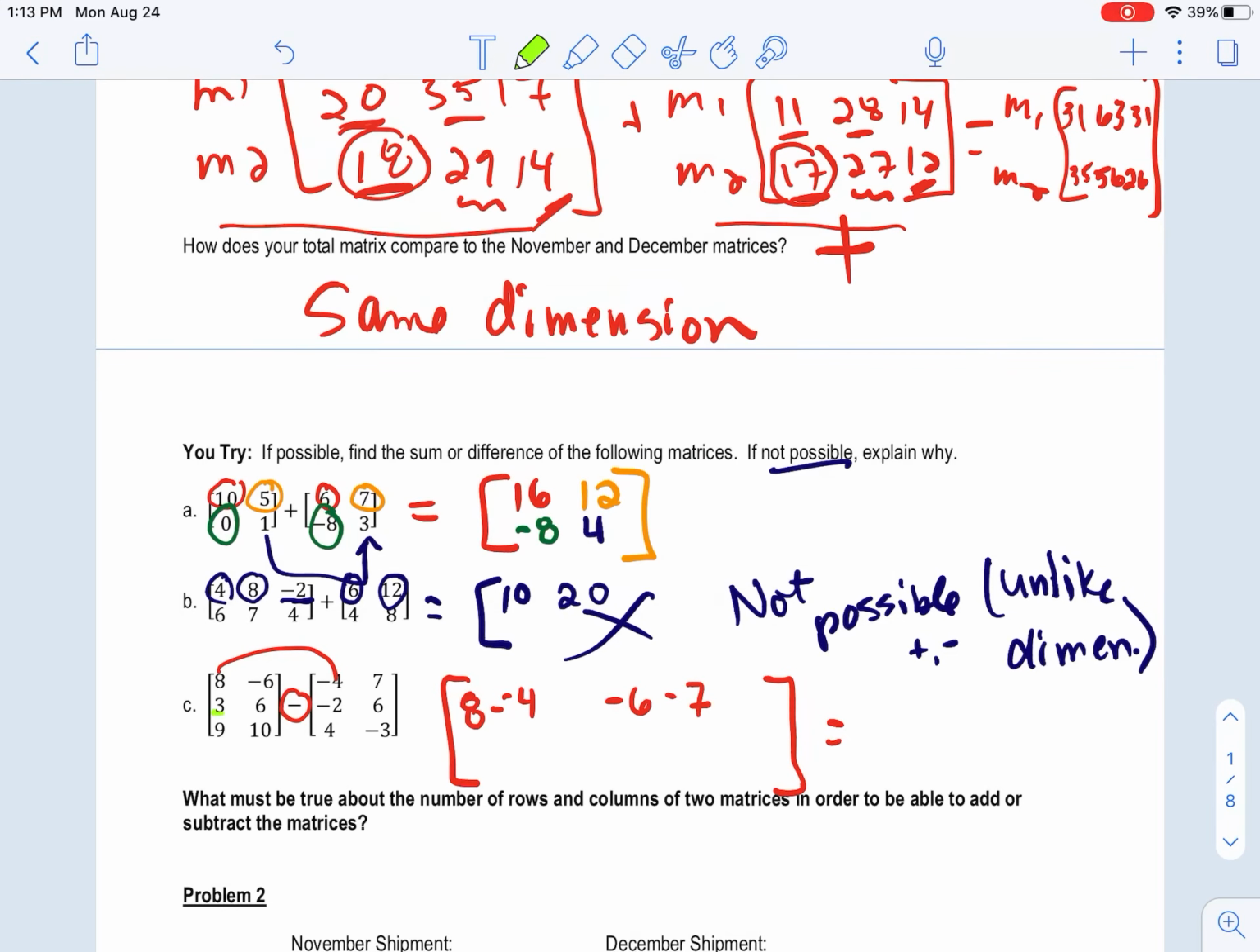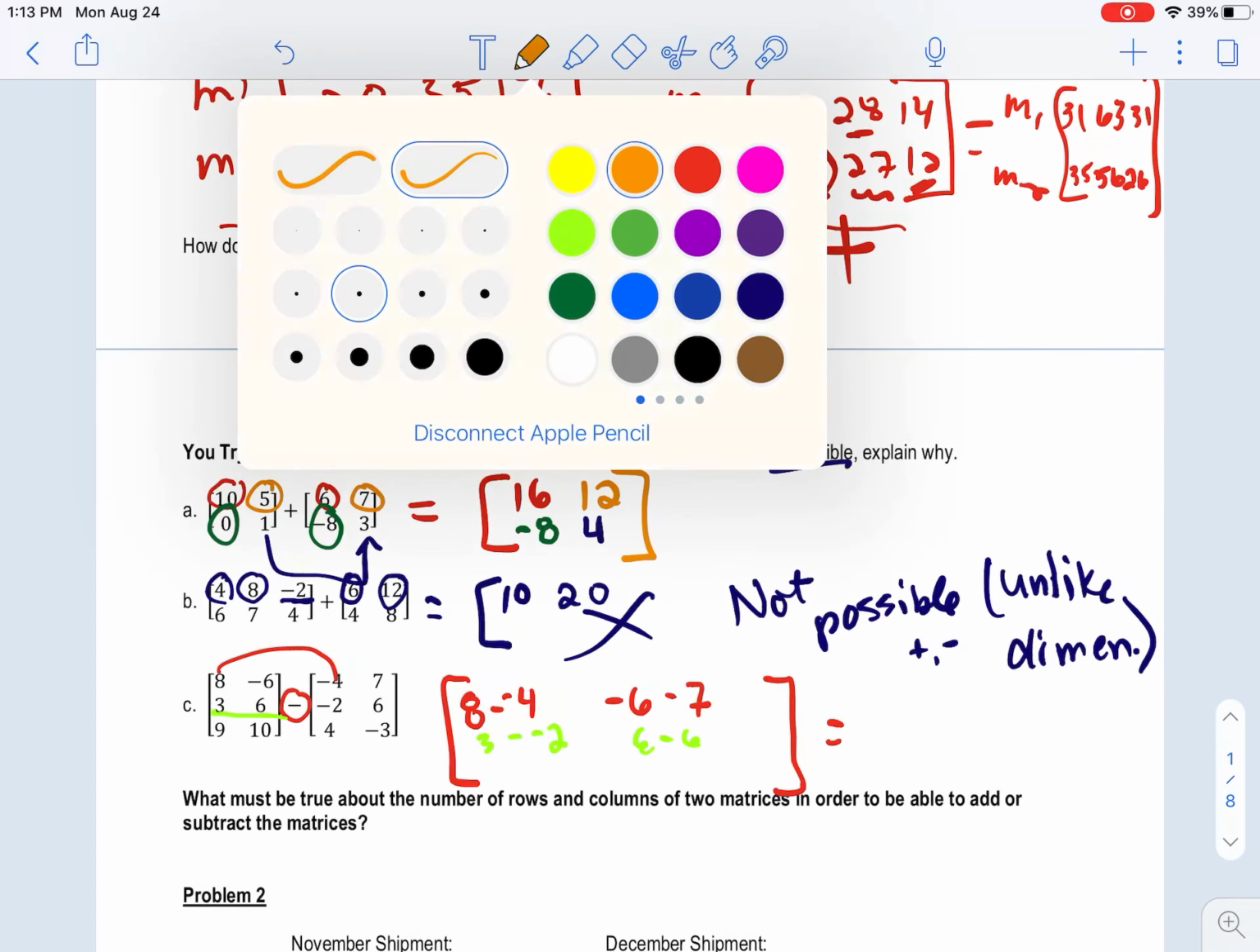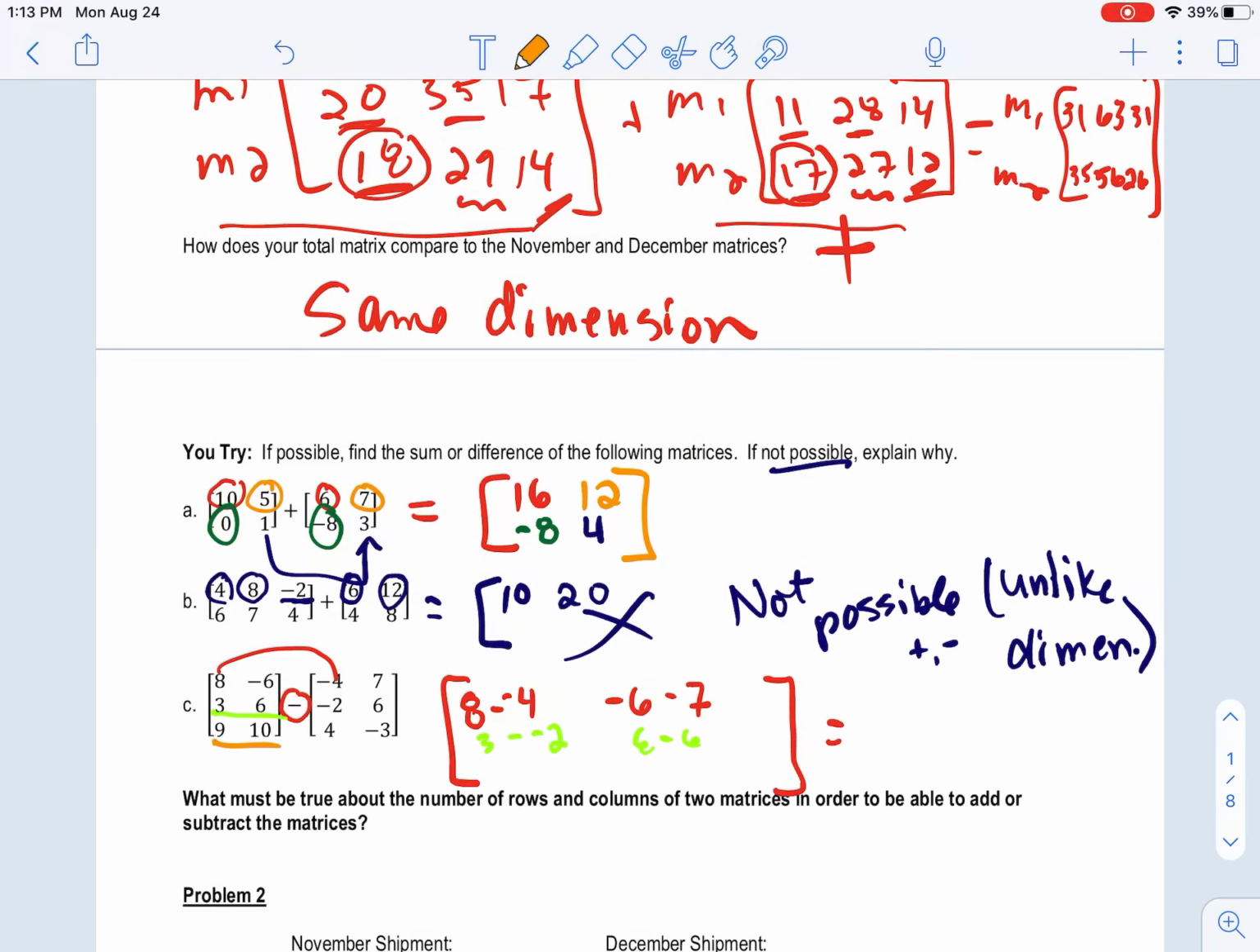I'm going to go to the next row, so now I'm going to do this one. So I have 3 minus -2 and 6 minus 6. And then this last one, I have 9 minus 4, and I have 10 minus a -3. If it helps you to write them out, write them out. Okay? Minus a negative is positive, so we get 12.